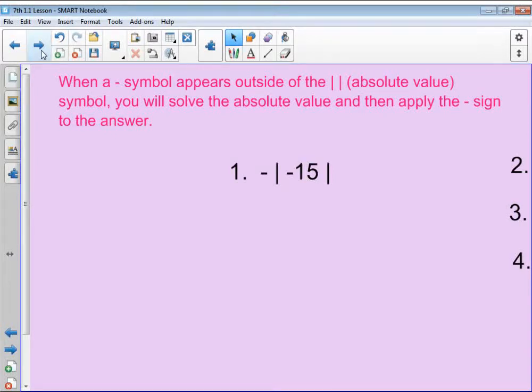Okay, so now we're going to get a little bit more tricky. It says when a negative symbol appears outside of the absolute value symbol, you will solve the absolute value and then apply the sign to the answer. So the key thing is when you see that absolute value, remember we have to work PEMDAS.